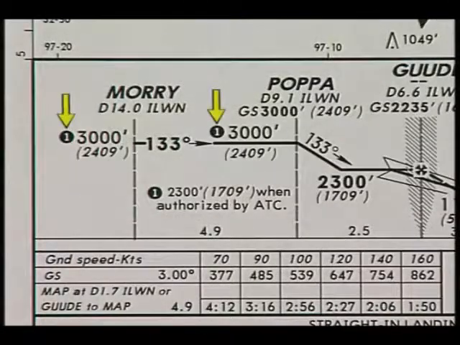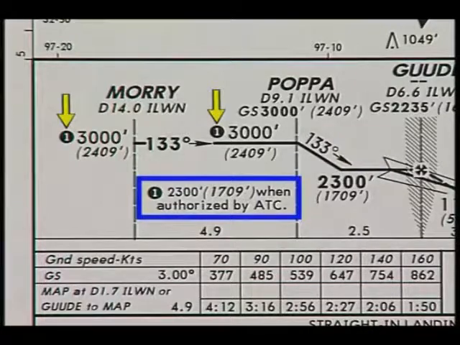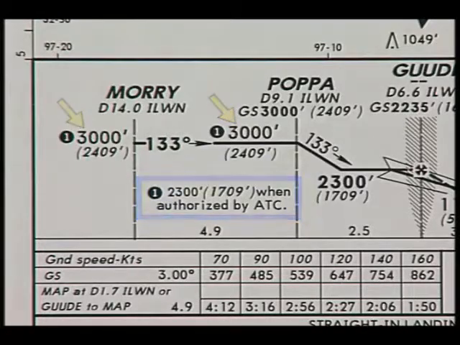The circled number refers you to a note located elsewhere in the profile view. This note indicates that when authorized by air traffic control, you can fly at a lower altitude of 2,300 feet when crossing Maury and Papa. This is in lieu of the 3,000-foot altitude listed on the chart.